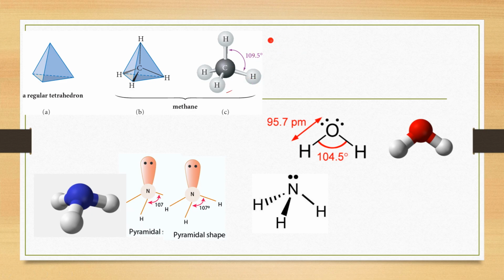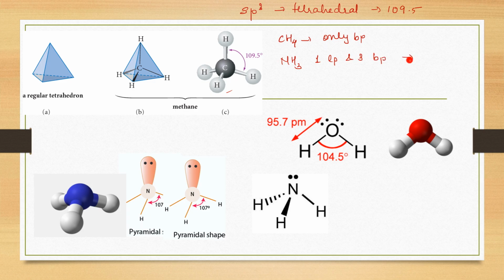Okay, so this is a comparison between all three of them. So what is the bond angle for methane? All of them are examples of sp3. For sp3, the ideal geometry is tetrahedral and the bond angle is 109.5, which is only shown by methane because it has only bond pairs. In ammonia, it has one lone pair and three bond pairs, so the bond angle decreases. In water, it has two lone pairs and two bond pairs.